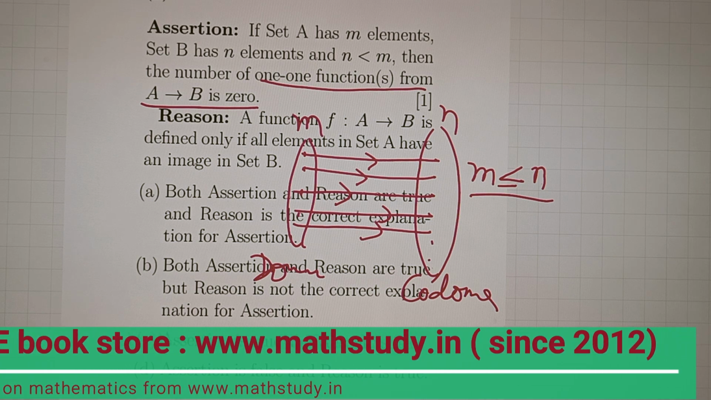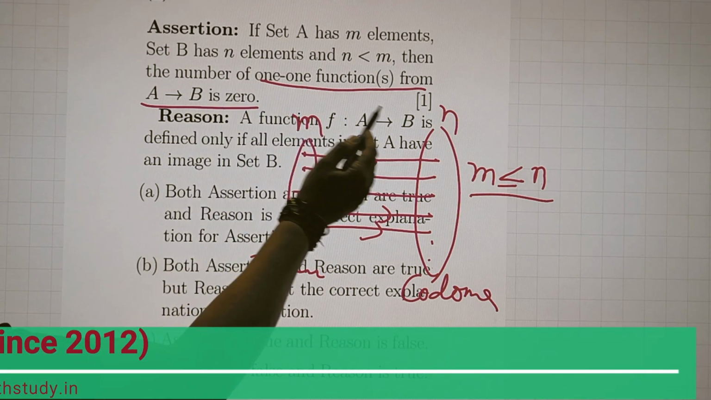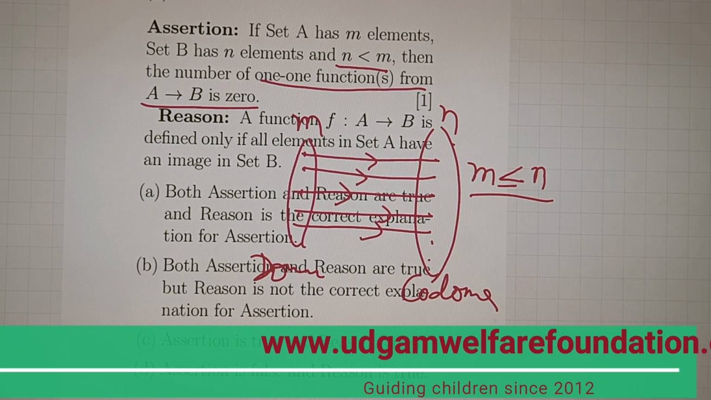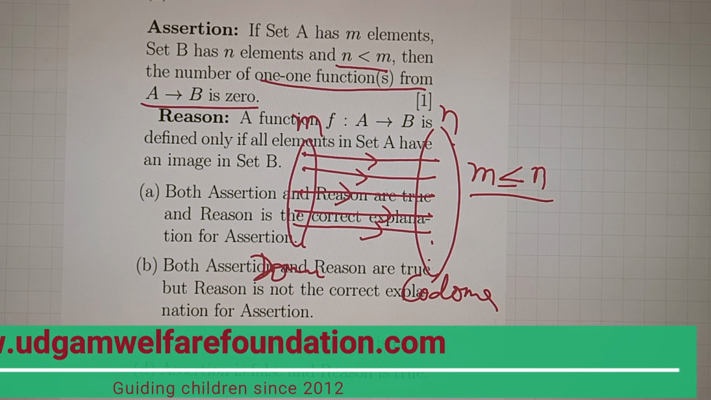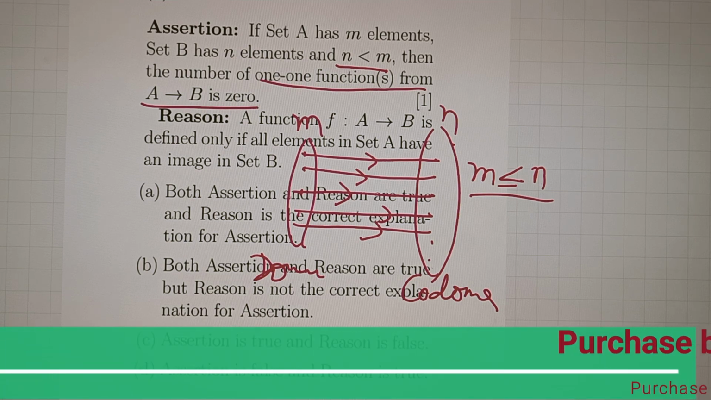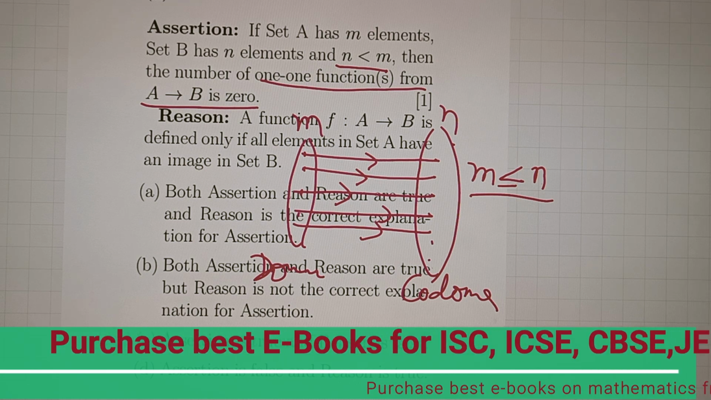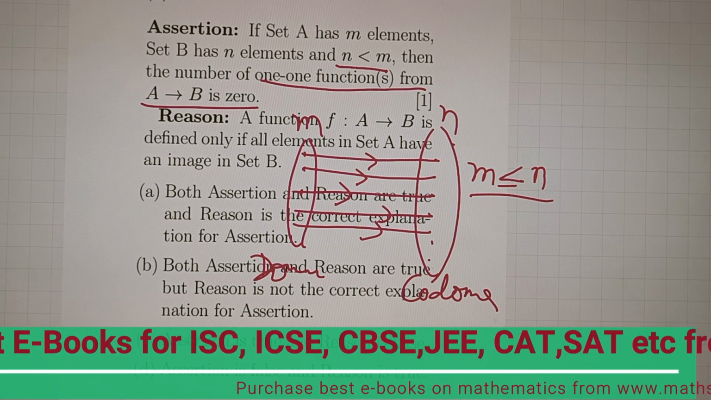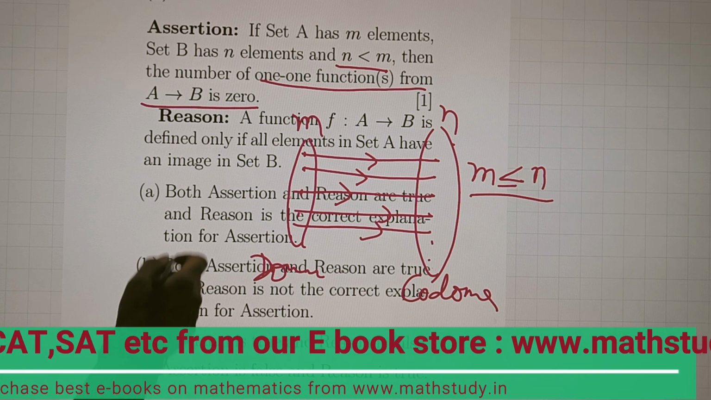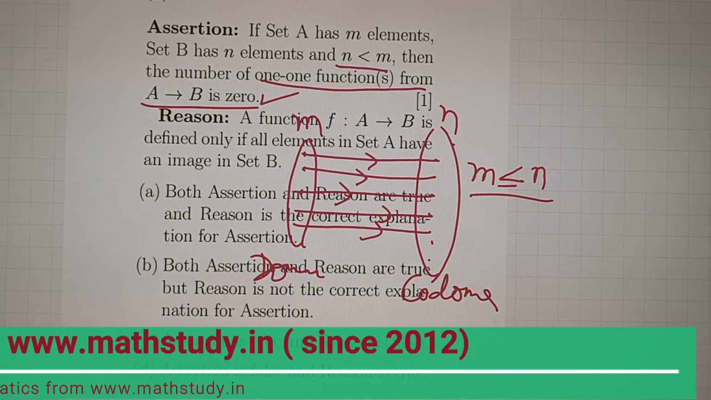And if we check the assertion, if set A has m elements and B has n elements, it states the opposite of what we have stated here. So m should be less than or equal to n, only then one-one or injectivity may happen. In this case we can say the assertion is true, as it states that the number of one-one functions from A to B is 0. So there will be no one-one function here.